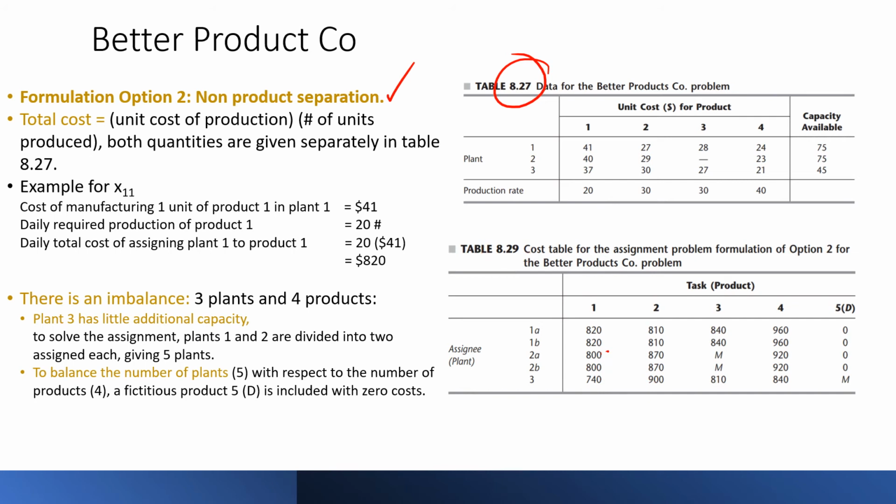Now, another consideration is that plant 3 has a very little additional capacity. So we're going to divide these 2 plants in 2. So we're going to have plant 1A, plant 1B, 2A, and 2B. That way, we're going to be balancing a little bit more what we can offer per each plant, and we can say that plant 3 will be more or less same than plant 1.